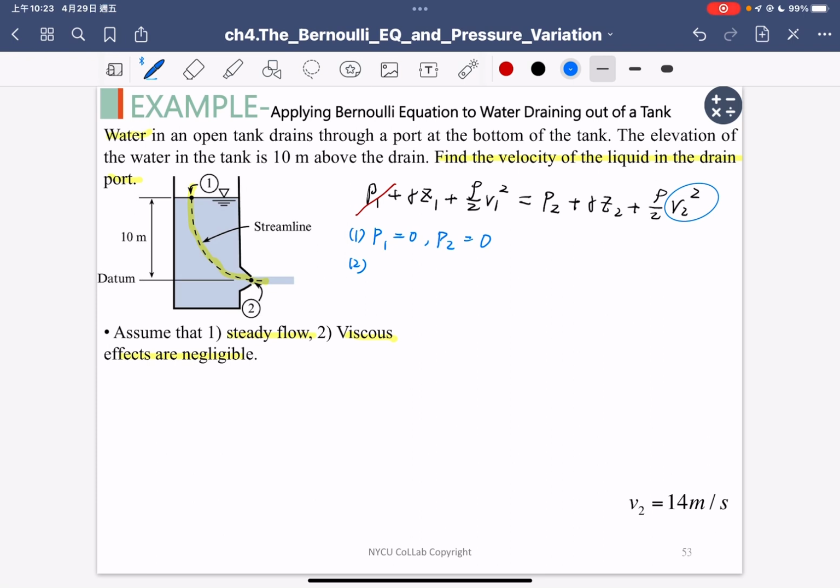Okay, and P2 is exposed to the air, right? So P2 also has no gauge pressure, and we also remove P2.